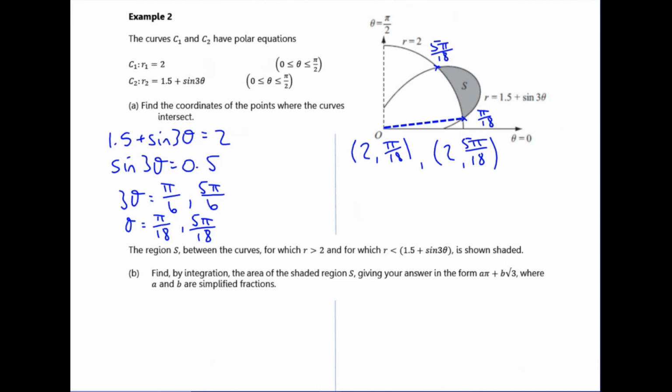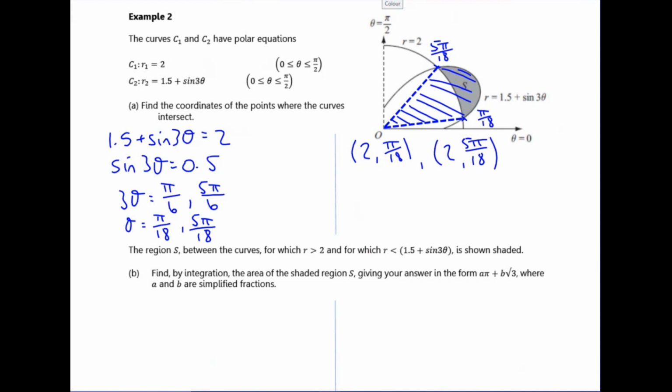If I was to integrate this between pi over 18 and 5 pi over 18, what I would find is, as I go around here, I would include this entire area. So I'd include all of this area. That's if I integrate C2 between pi over 18 and 5 pi over 18. So as I'm going around, doing a load of little sectors and adding all of those up like that.